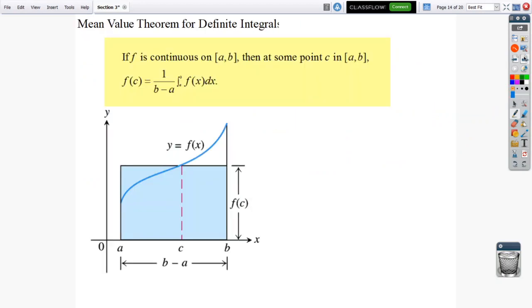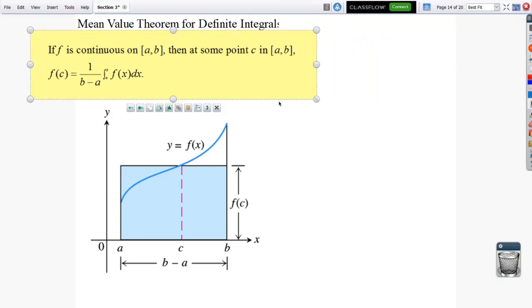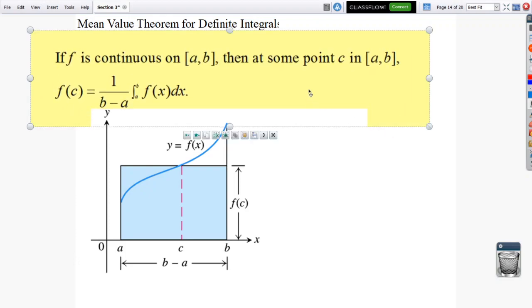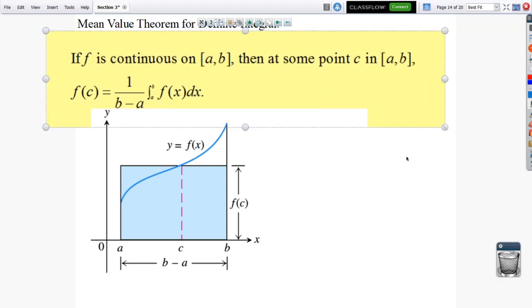That is so important that we make another theorem out of it. That theorem is called the mean value theorem for definite integrals. If f is continuous on the interval from a to b, then at some point c on the interval, f of c is equal to the average of the function. You might want to write that down, put it in your notes. That's going to be important. I know it'll come up again.